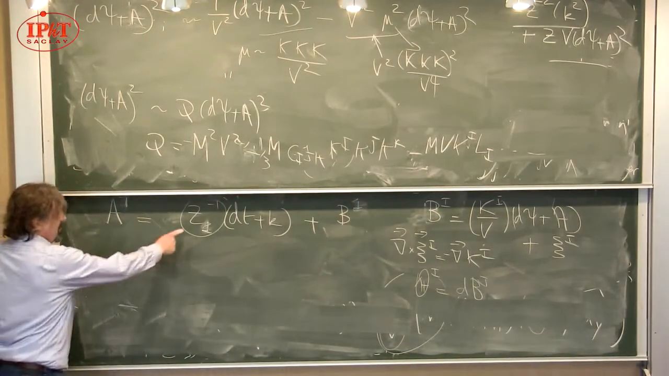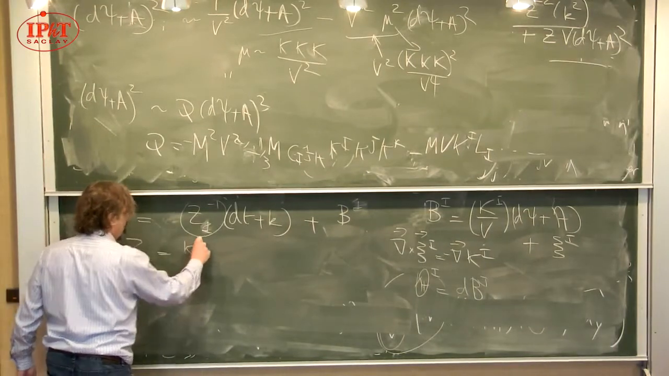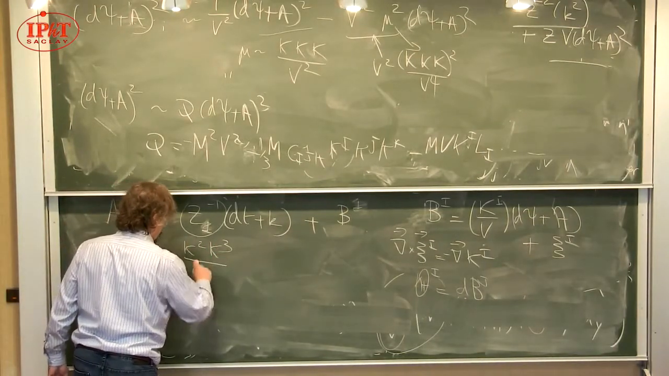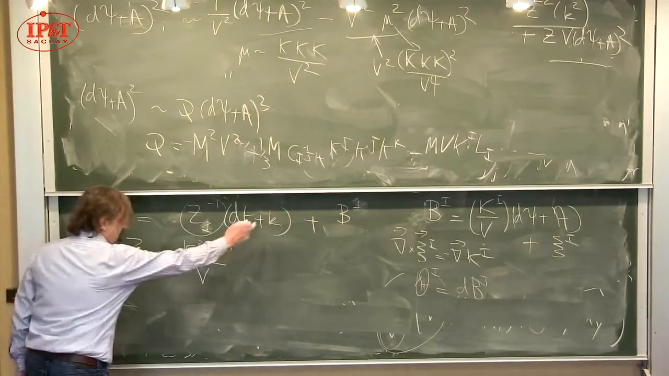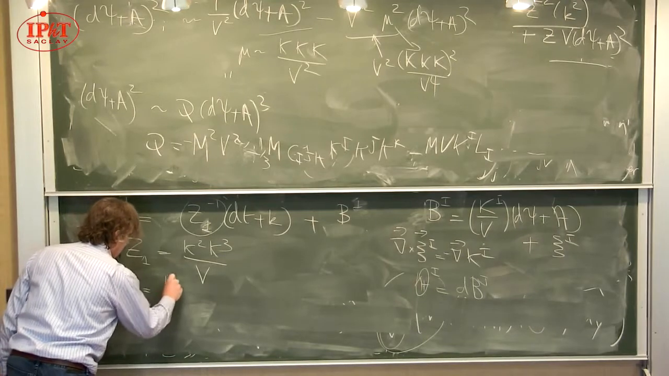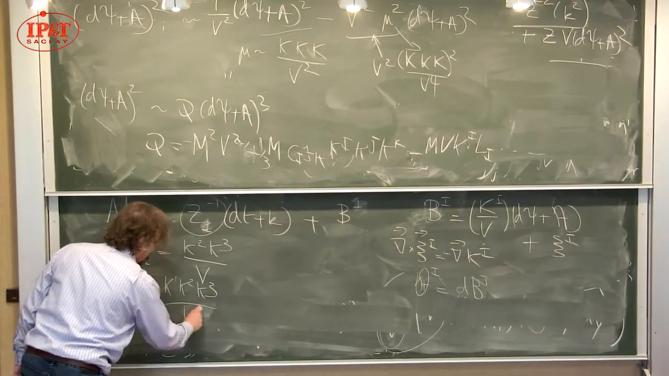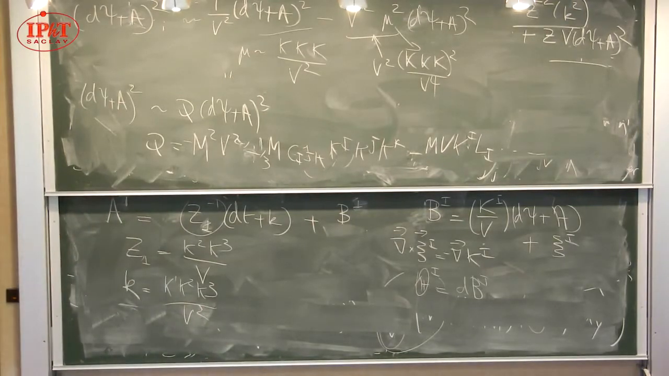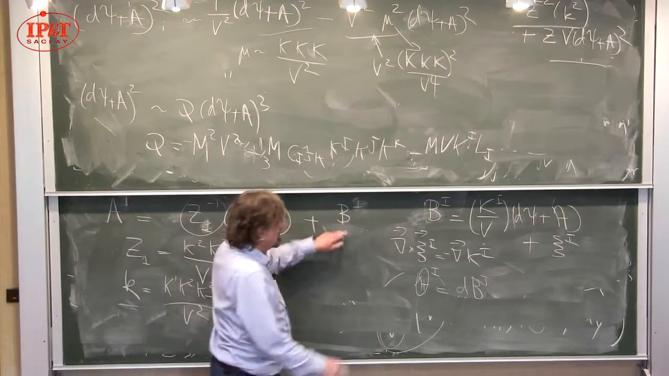So Z1 to the minus 1. Well, Z1 contains a piece which is K2, K3 over V. So when you multiply it, and then K contains a piece which is mu, which is K1, K2, K3 over V squared. And I'm only going to care about the most divergent pieces.